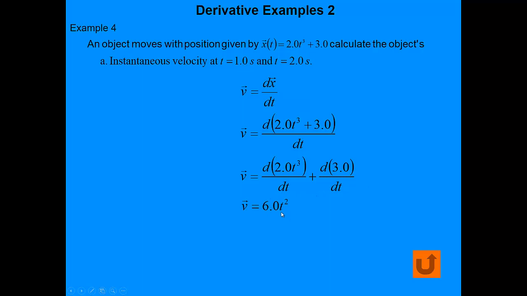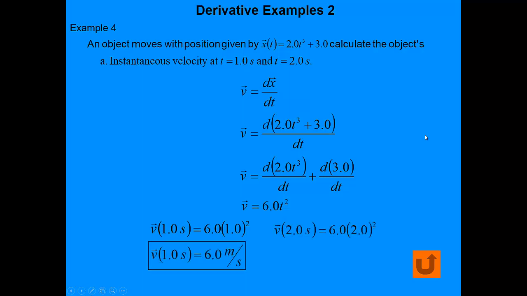So we end up with 6t squared. Multiply by the exponent, subtract 1 from the exponent. If you're not sure what I'm doing there, look up the power rule from yesterday. So now that we know the velocity function, this question is pretty trivial. We evaluate it at 1 second, we get 6 meters per second. We evaluate it at 2 seconds, we get 24 meters per second. There you are. So this part is really just math, but this part is the beautiful part. This is the calculus approach to doing physics.